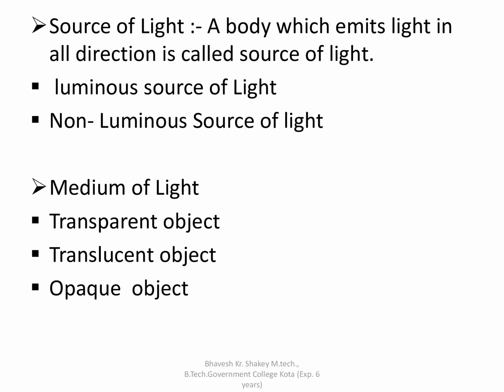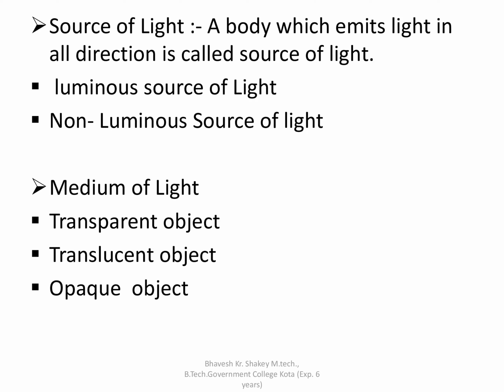Now in the case of a non-luminous source of light, what happens? The objects which do not emit light but become visible only when light from luminous objects falls on them. These are called non-luminous sources of light. Examples of non-luminous sources of light are the moon, planets, wood, table, etc. Now next is the medium of light. A substance through which light propagates or tends to propagate is called a medium of light.